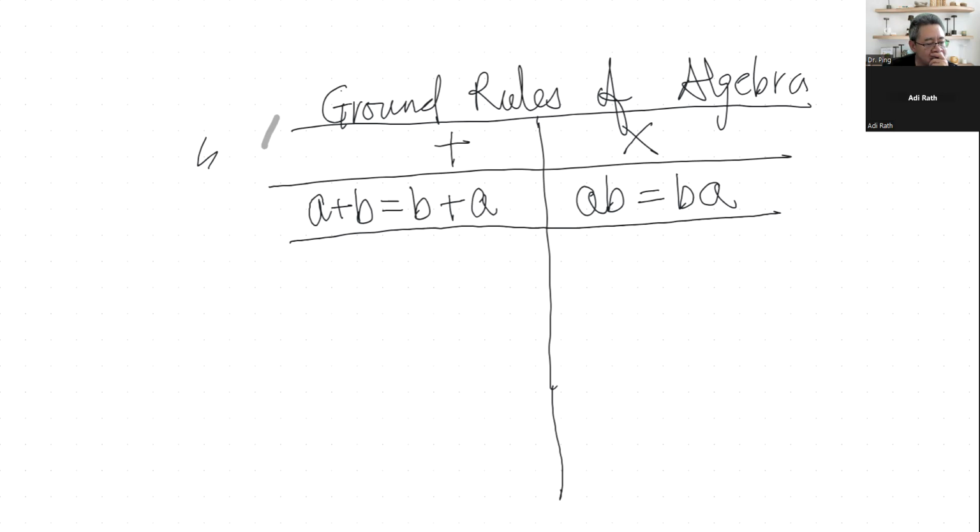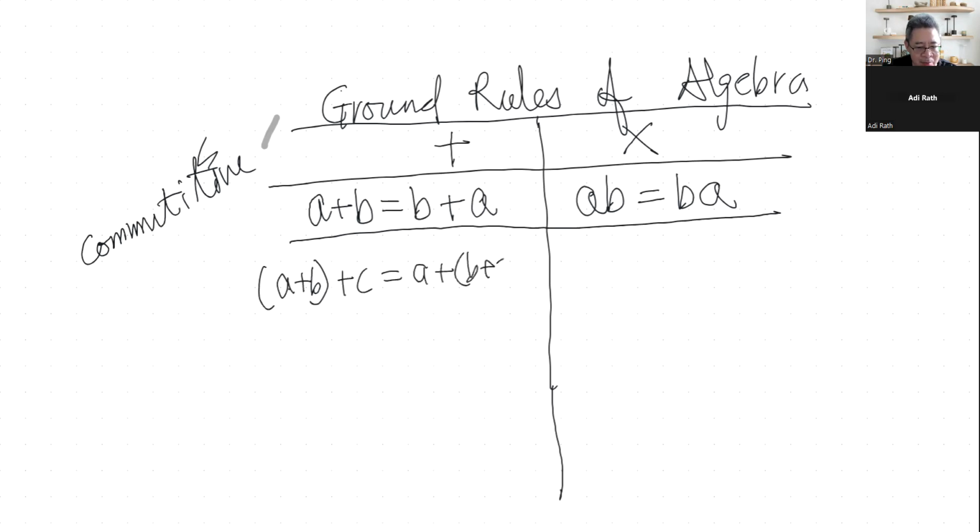Is it associative? No, associative is when you're dealing with more than two. So this is called commutative. Then this is associative. When you have more than two, it doesn't matter which side you start with, or when you multiply, it doesn't matter which two you do first. Now, sometimes one is better than the other.